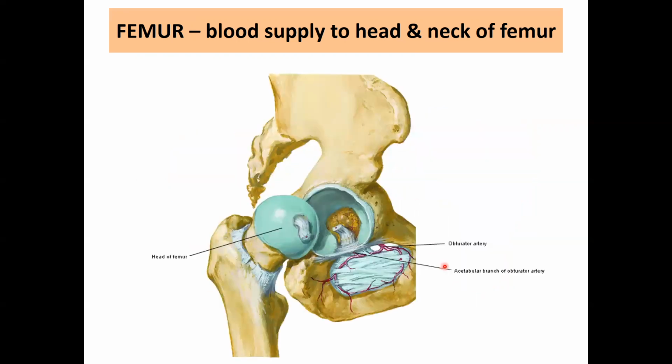This is the obturator artery that is involved in the blood supply of the head and neck of the femur. Which part of it? The acetabular branch of the obturator artery. Remember our obturator canal that passes through all the obturator vessels.